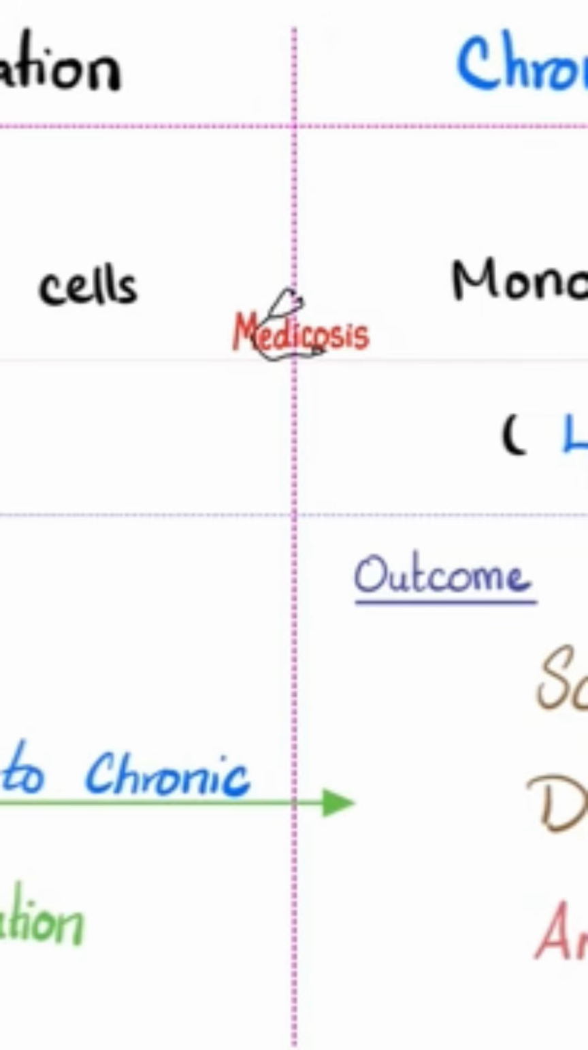What are the sequelae of chronic inflammation? It can leave a scar, it can make you disabled, or it can give you secondary amyloidosis. I've talked about amyloidosis in a separate video in this pathology playlist. The video is titled Amyloidosis.